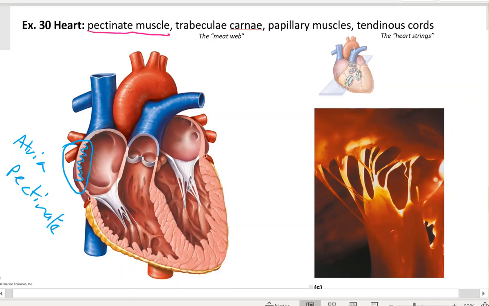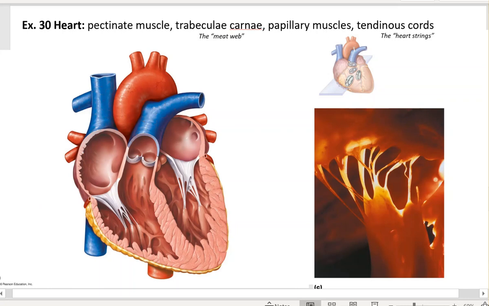And then the background texture in the ventricles, that is not a papillary muscle. Just the general background texture in the ventricles is called trabeculae carneae, or the meat web. And so trabeculae means kind of branchy and carneae means meat. So I'm just looking at all of these bumps on the back of the ventricle that don't have any cords attached to them. That's trabeculae carneae.